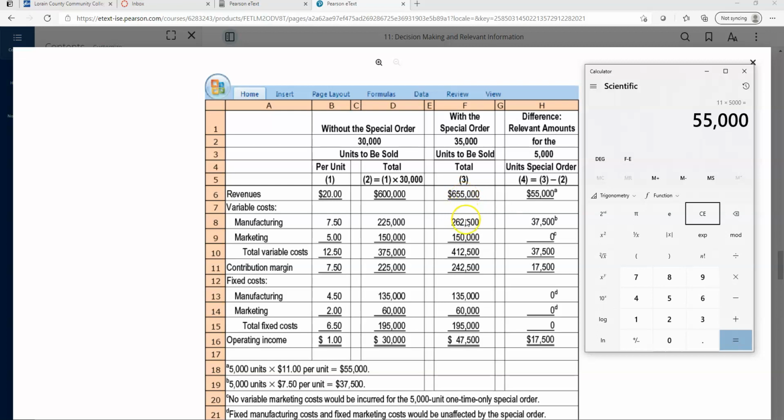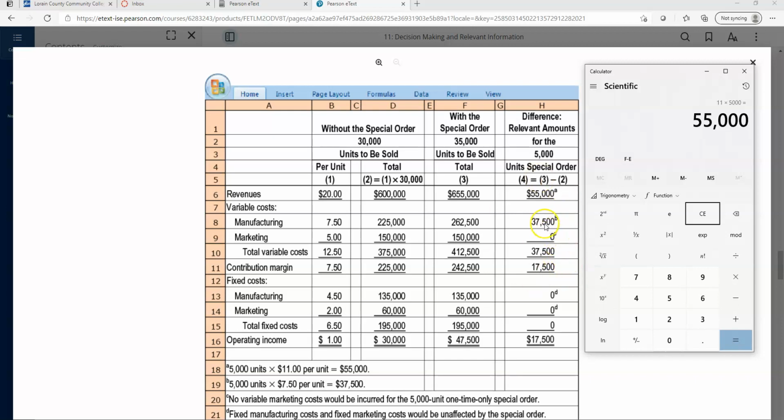Remember that our variable manufacturing costs are going to be relevant. So we're going to incur $37,500 of additional variable manufacturing costs. Also remember that all of our fixed costs are not going to change. So those become irrelevant in the decision-making process.